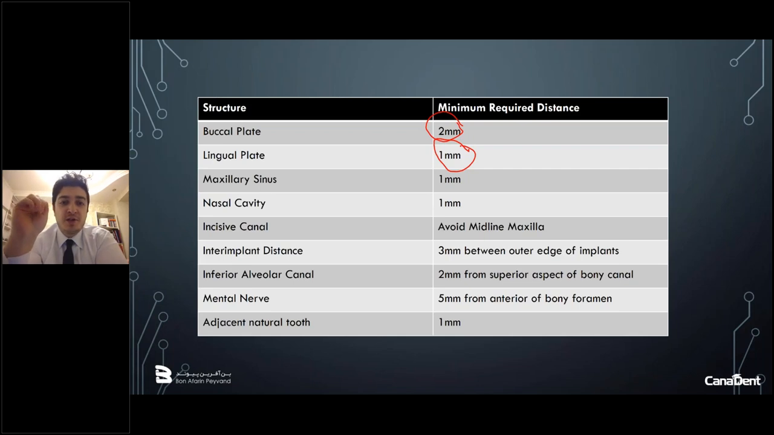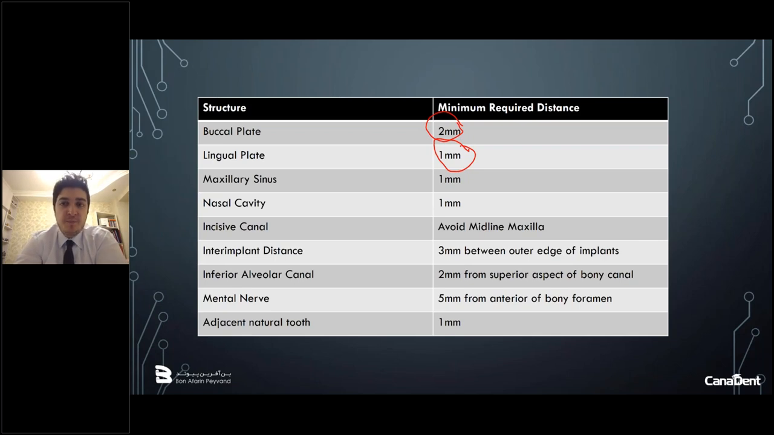In the posterior maxilla, we have the maxillary sinus, so we must stay clear of it by 1 millimeter from the base of it. In the anterior maxilla, we have the nasal cavity. We must stay 1 millimeter away from it. In the midline of the maxilla, we have the incisive canal, out of which the incisive nerve, incisive vein, and incisive artery come, and they will innervate and give the blood supply of the premaxilla from canine to canine, on the palatal side. We must stay clear of that, or we will impinge on the nerve, or we will have a lot of bleeding. But that is a very nice point, because in some overdenture treatments, we can use the midline of the mandible. So the midline of the mandible is not contraindicated, but the midline of the maxilla is contraindicated.